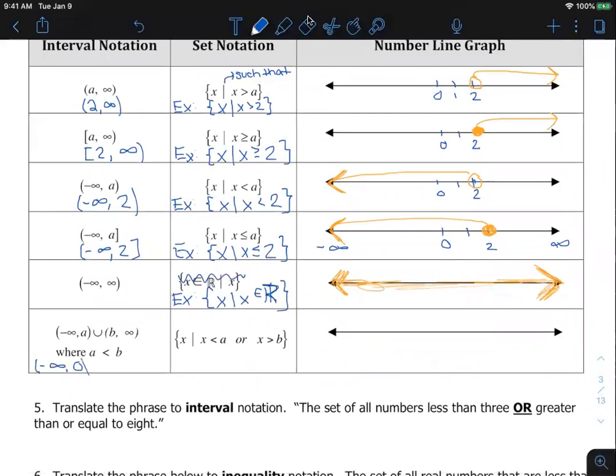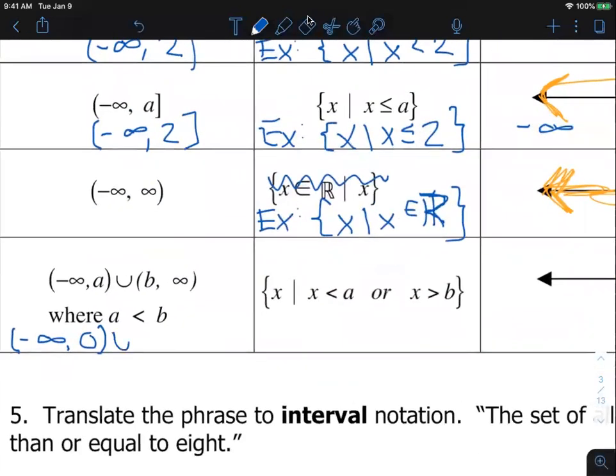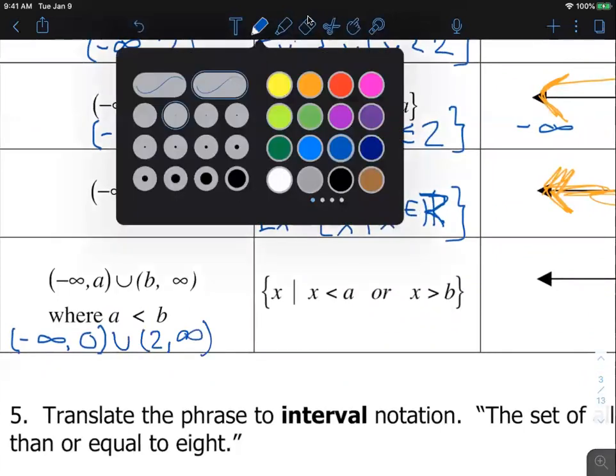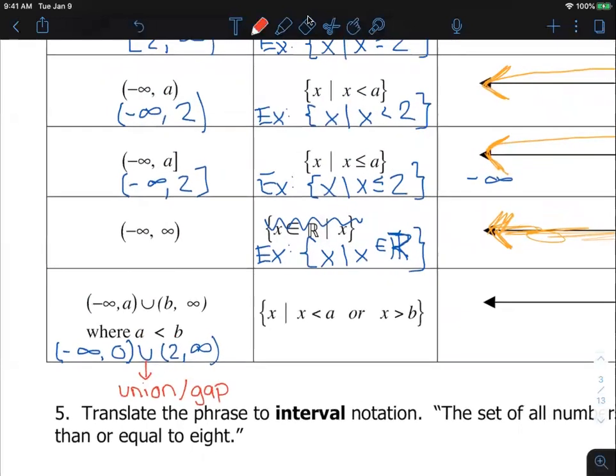Well, it's not a great symbol there. There we go, it's a better parenthesis. Union 2 until infinity. So that's what that U means. That U right there means union, which makes sense, U for union. It typically means there's going to be a gap in your picture.